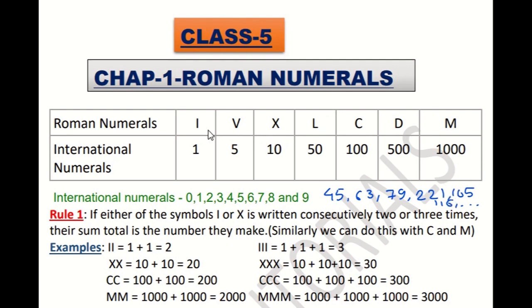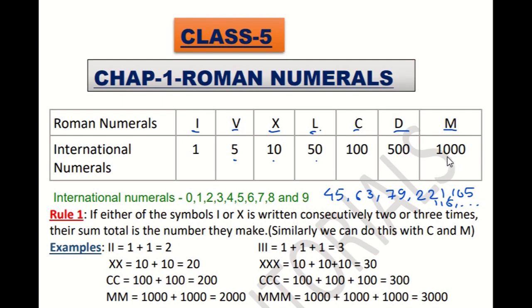So here are 7 symbols: I, V, X, L, C, D, M. We use these 7 symbols to generate the whole number system. And in this number system, I stands for 1, V is equals to 5, X is equals to 10, L is equals to 50, C is equals to 100, D is equals to 500, M is equals to 1000.